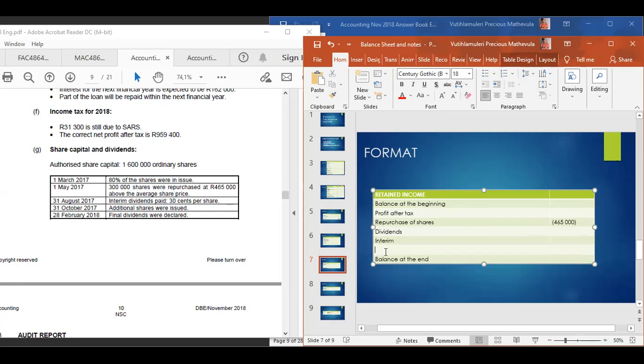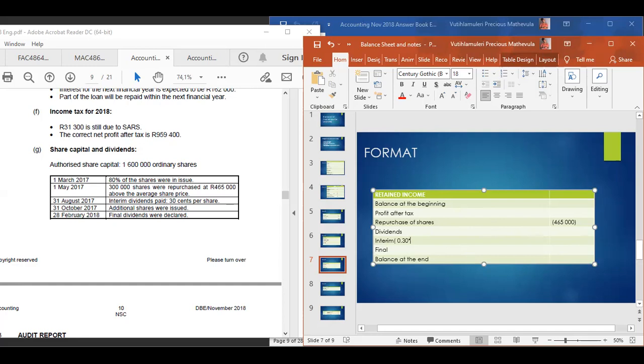And then here we're going to the final. So the interim dividends in this case is 30 cents per share. So 30 cents per share is 0.30 multiplied by the number of shares in issue.